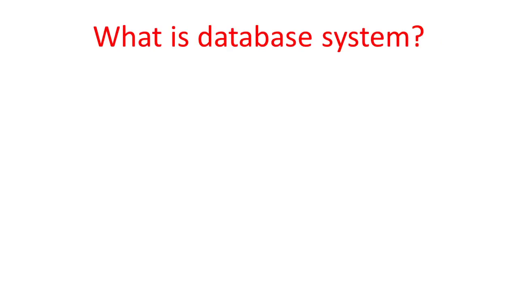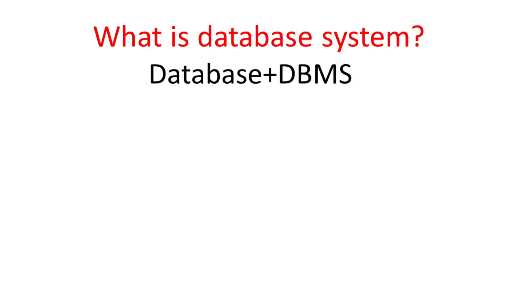The next definition is, what is a database system. We understood what a database is and what a database management system is. So a database system is a simple formula: database plus DBMS. Database means a collection of related data. DBMS means a group of software which is used to create and maintain the database.